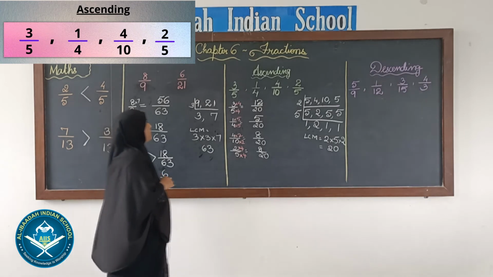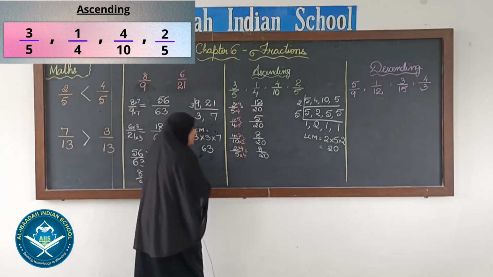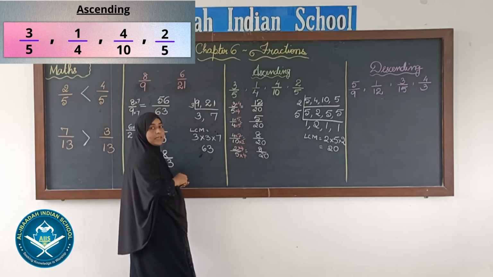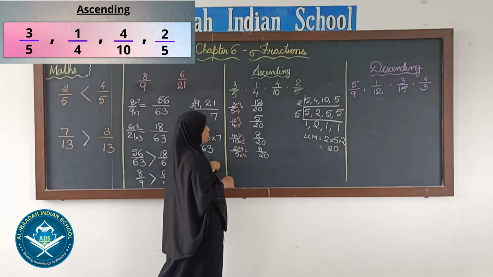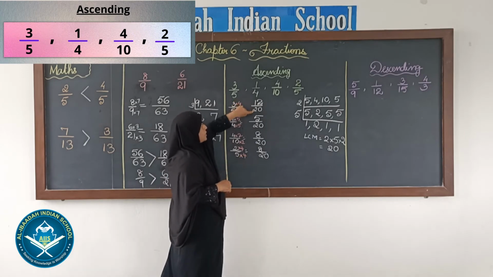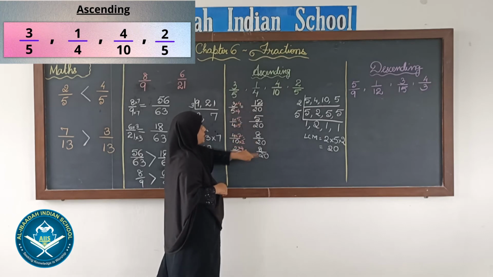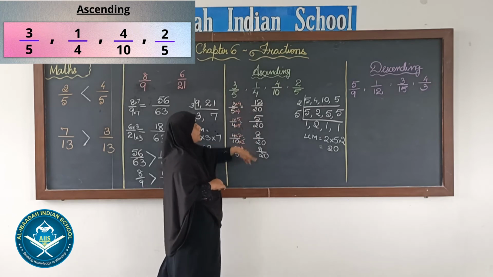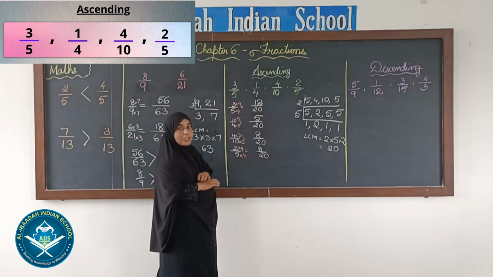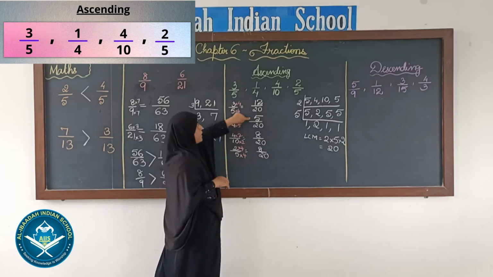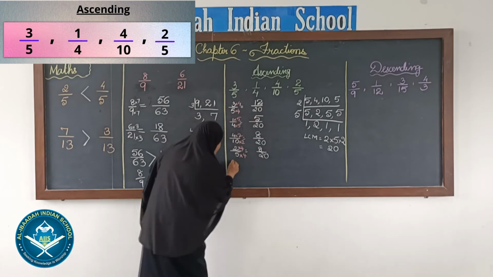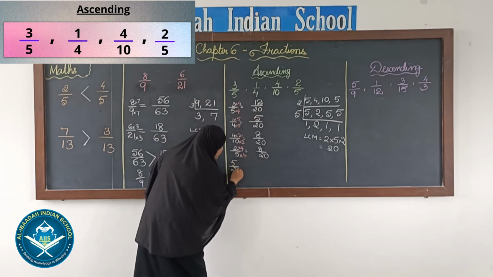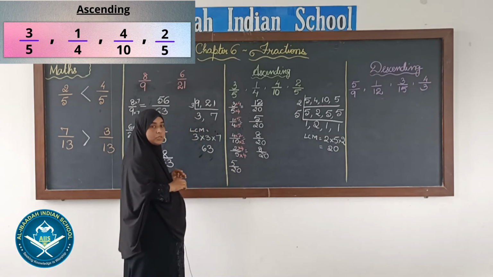Fine. Now we will write them in ascending order. Ascending order means small to big. Now which is the smallest numerator? Denominator is same, 20, 20, 20, 20. But numerators are different, right? So we need to look for the smallest numerator. 5 by 20, 5 is smaller in value. So we will write 5 by 20. Okay, this is the smallest fraction.